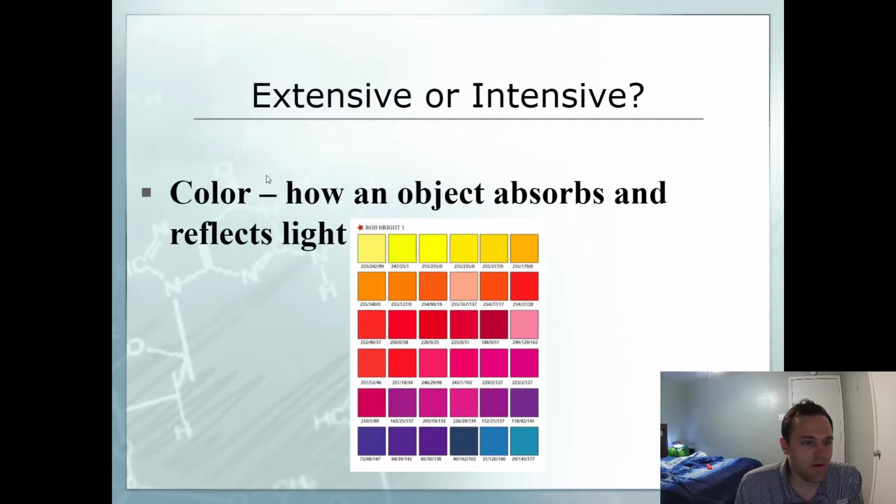Okay, so here as we go through and look at these different examples of properties, I'm going to pause the video and ask y'all questions in Edpuzzle, and I want you guys to take a shot at whether these properties are each extensive or intensive. Okay, so the first one, color, is how an object absorbs and reflects light. Do you think that matters how much of something you have? Or is something going to be the same color whether you have a little bit of it or a lot of it?